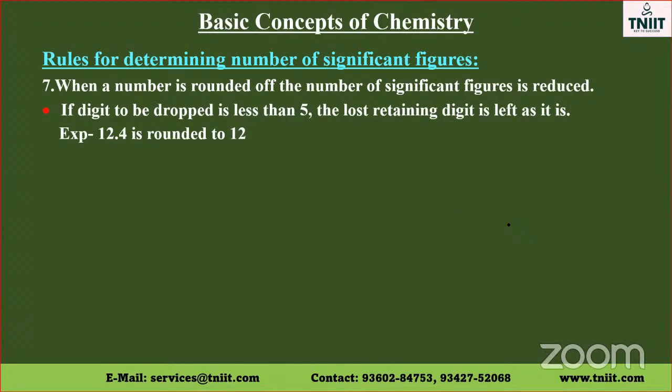Now, if the number is rounded off, the number of significant figures is reduced. If the digit to be dropped is less than 5, the last retaining digit is left as it is. The last retaining digit is left as it is. Now, the number of significant figures is 3. Now, the answer has to be retained in 2 significant figures.